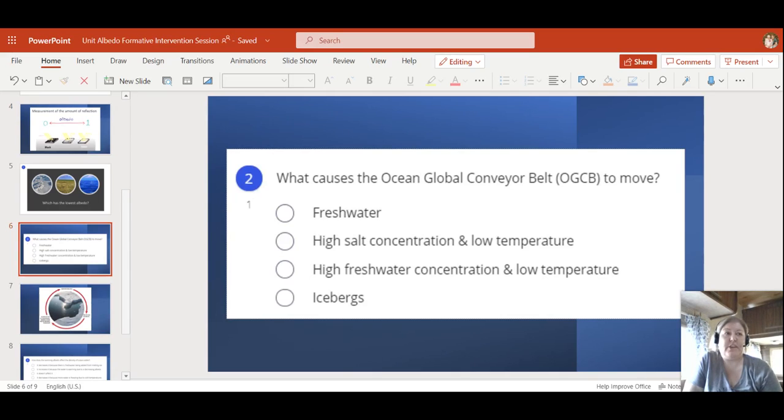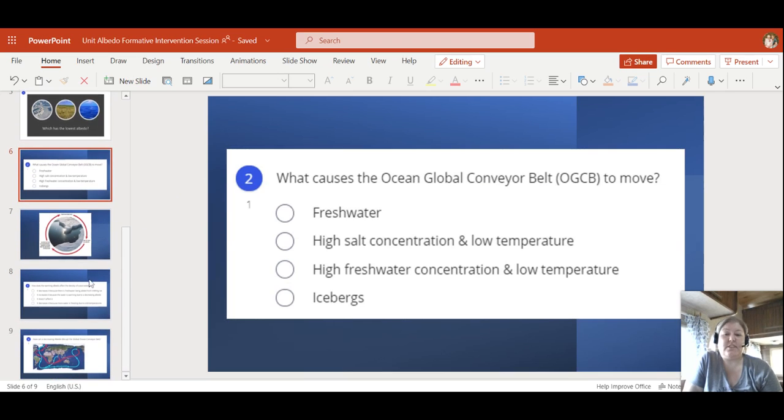Okay, so we watched the video. The red water floated to the top. So what were the characteristics of that water? It was warm and it was fresh water. Okay. And then we had the blue that was cold and salty water that sank to the bottom.